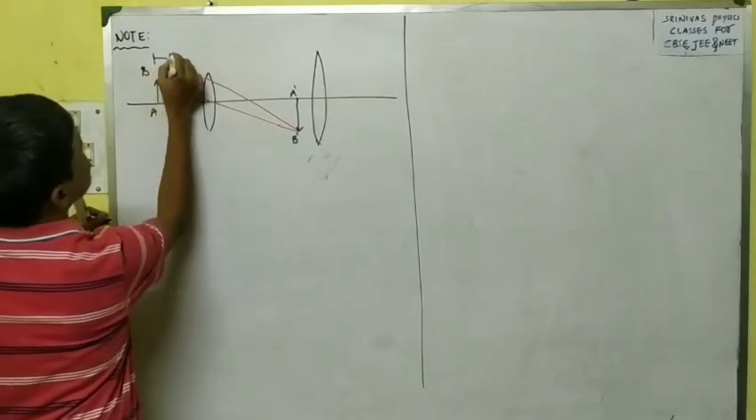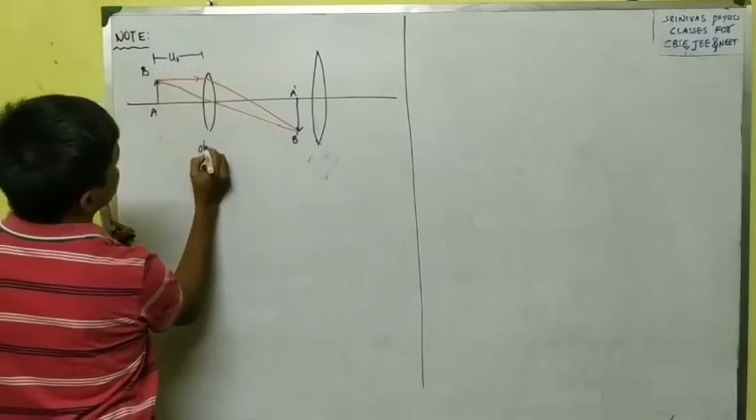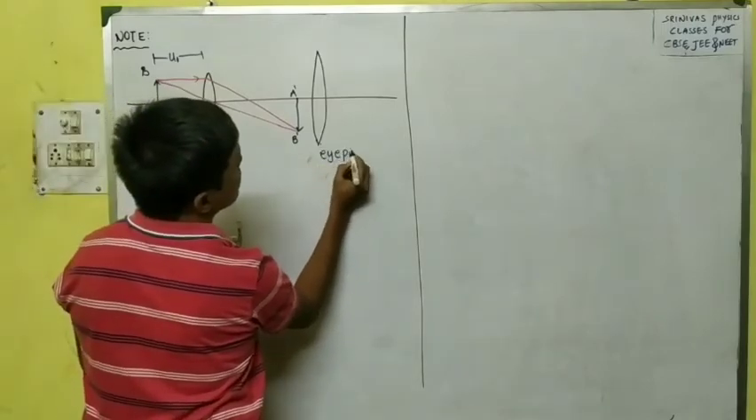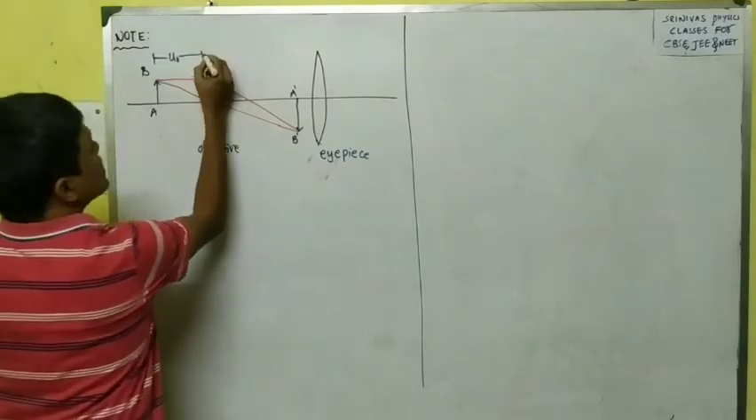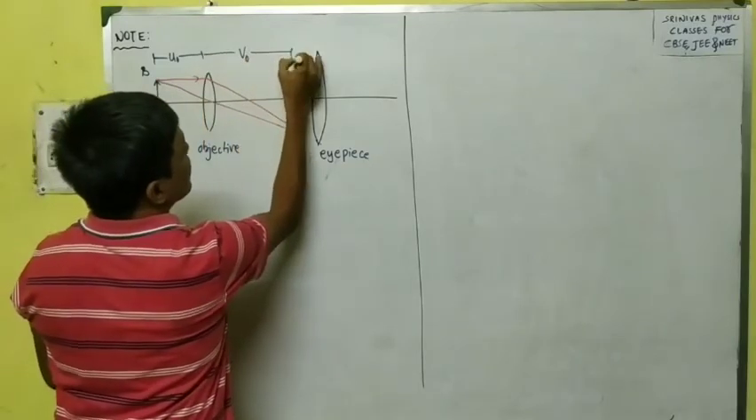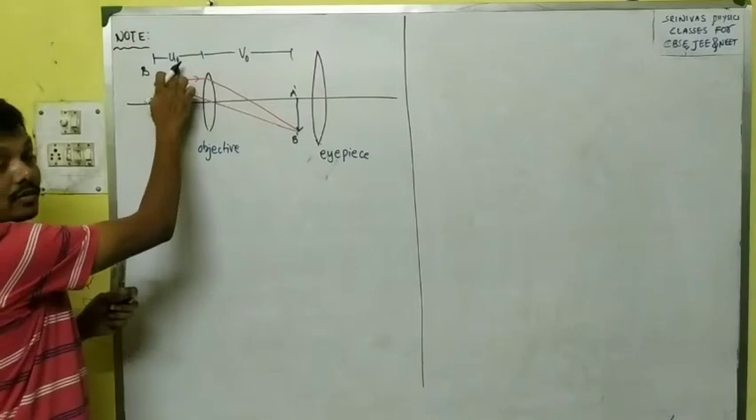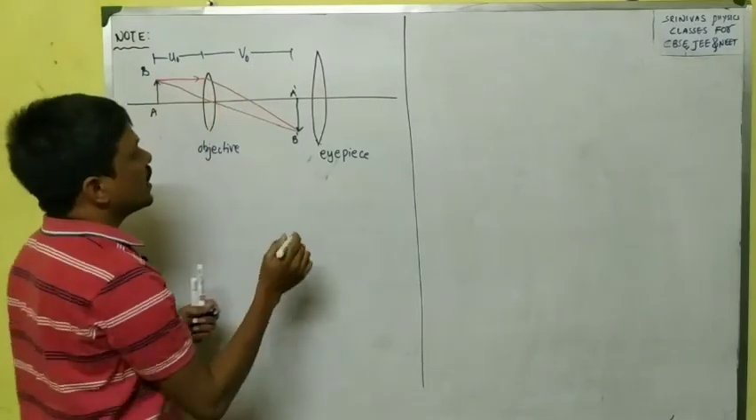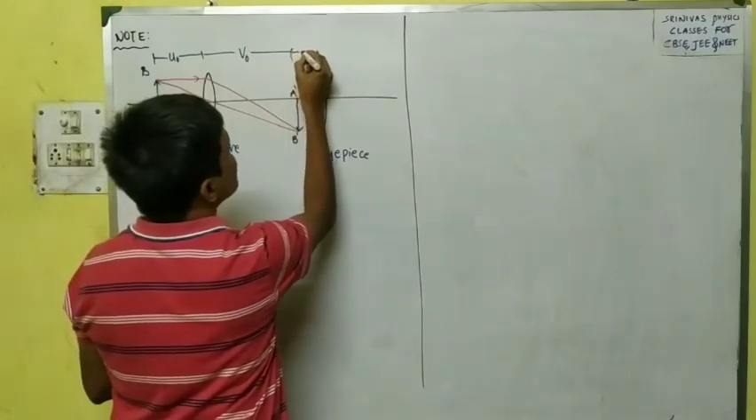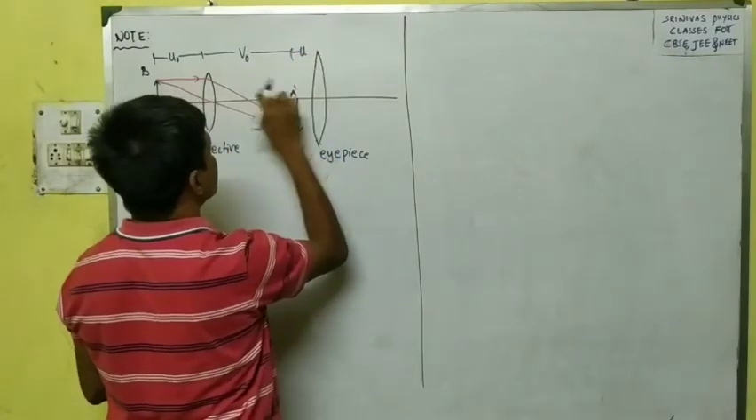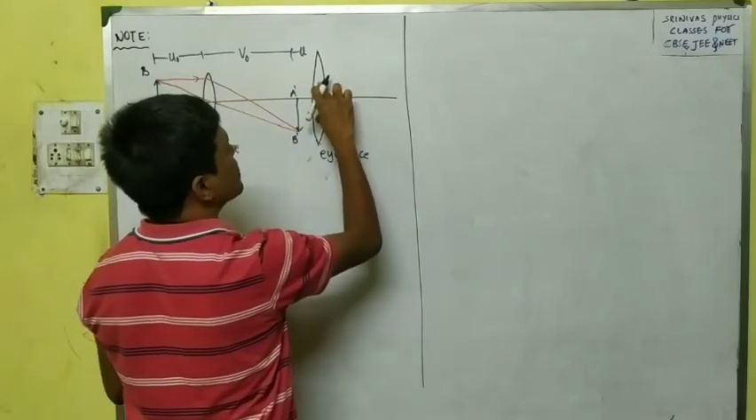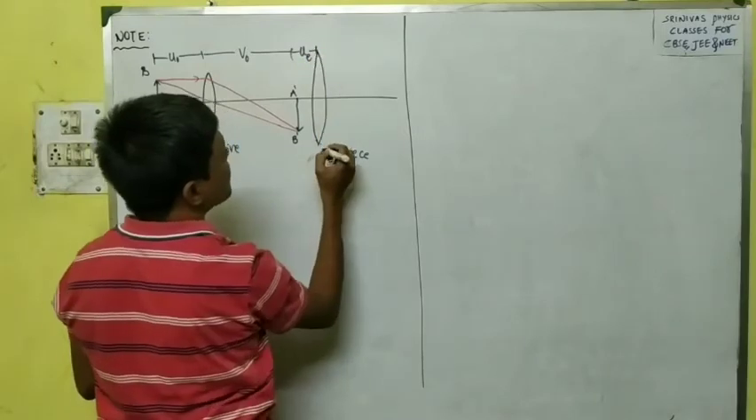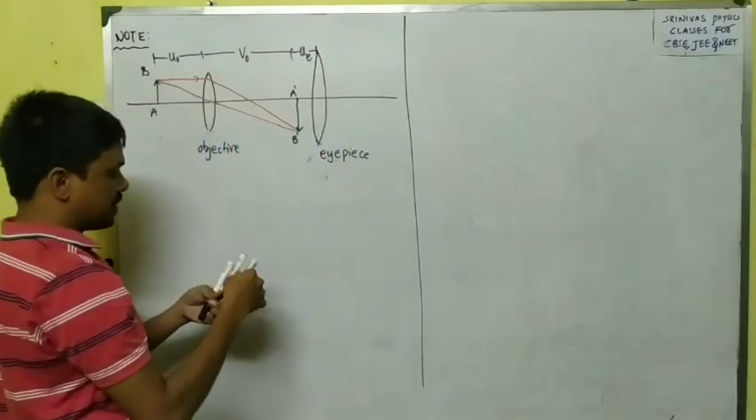For the object, the object distance is u0. This is the object distance for the objective, and this is the eyepiece, and the image distance is v0. Object distance is generally denoted with u and v, but for the objective it is u suffix 0, v suffix 0. This image formed by the objective acts as the object for the eyepiece. For the eyepiece, the object distance we take as ue. Then it forms the final image.